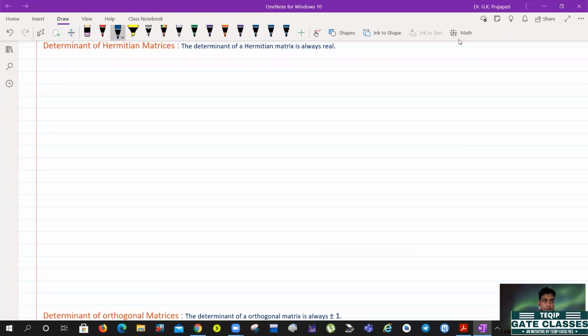Here, the determinant of Hermitian matrices. The determinant of a Hermitian matrix is always a real number. We can see it by an example. So first of all, how do we construct a Hermitian matrix? No need to remember any examples. Just keep its definition in mind.